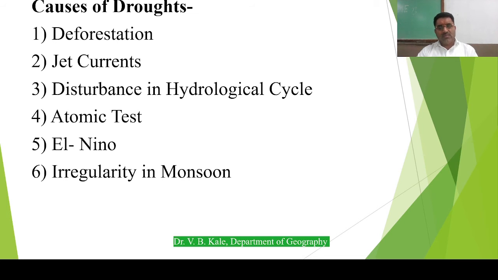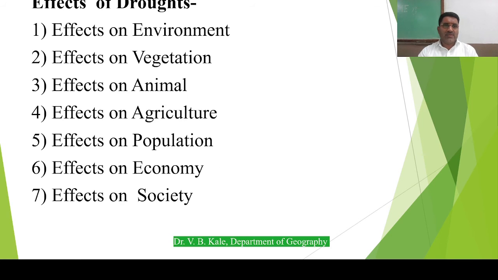Not only the onset, but the offset is also not regular, and due to the irregularity in this season, there is a problem of rainfall and a shortage of water, which creates droughts. So these are all the causes of droughts. Now, what is the effect of the drought?